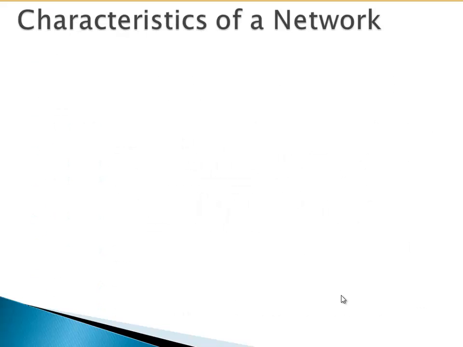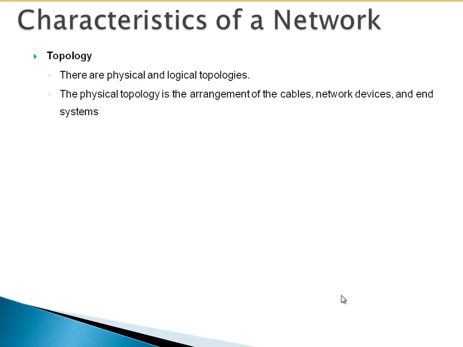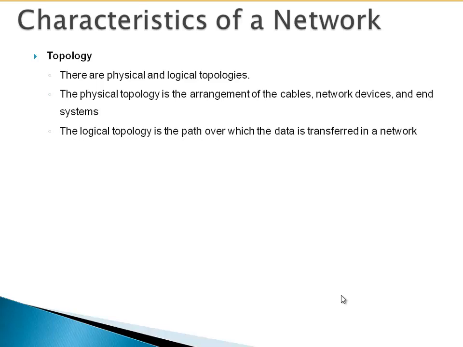Characteristics of a network. The first characteristic is topology. There are physical and logical topologies. Physical topology is the arrangement of cables, network devices, and end systems. The logical topology is the path over which data is transferred in a network. So physical topology describes how the devices and the cables are laid down around your network. Logical topology is how the data travels through those cables.